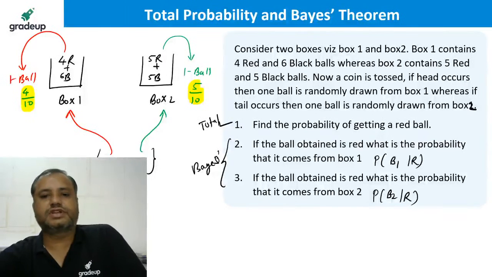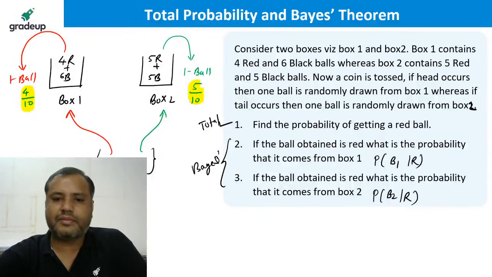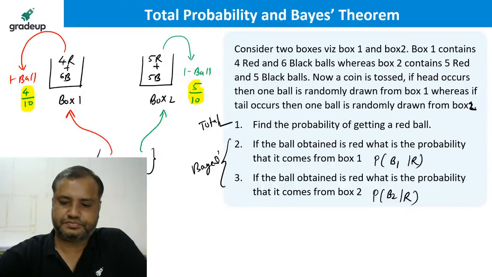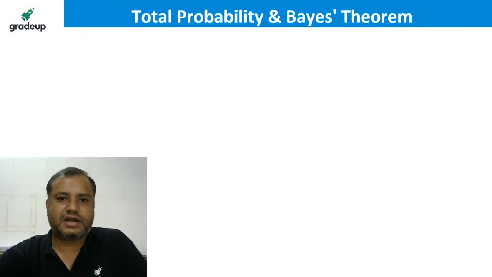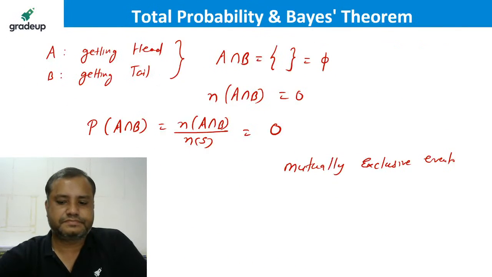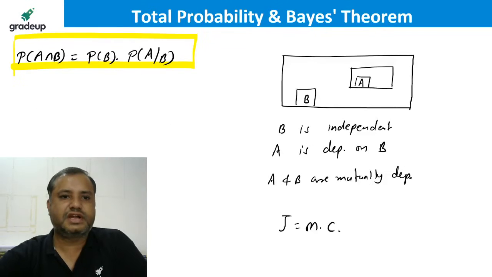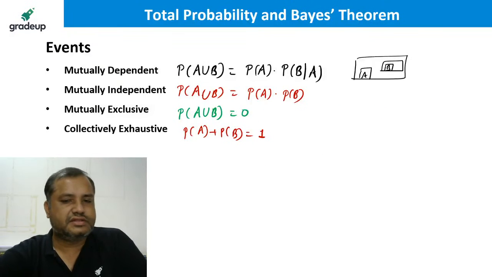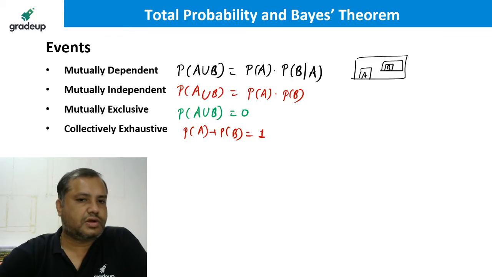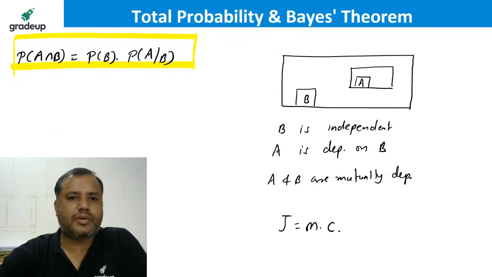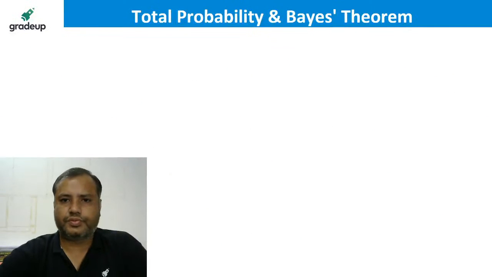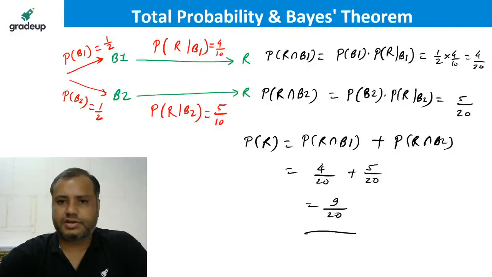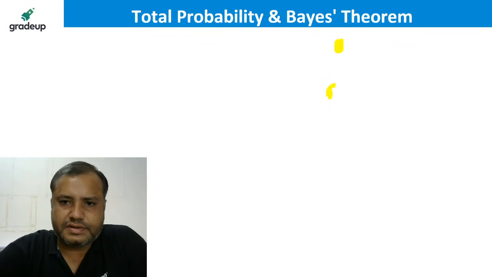So the first question was approached through total probability, and the other two questions are approached through the Bayes theorem. So we started with the events. We first dealt with the 4 types of events. Then we learned the concept of total probability, and then we moved towards the Bayes theorem. So you can take up one example as the homework.